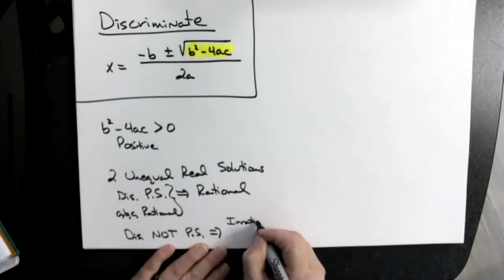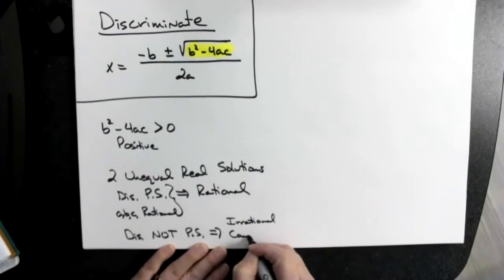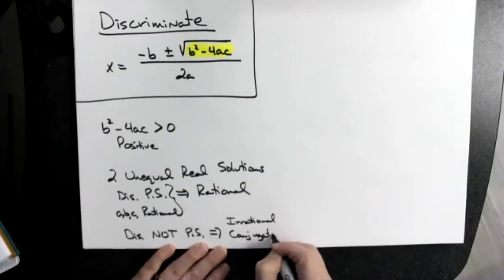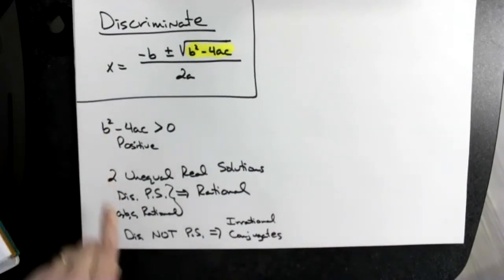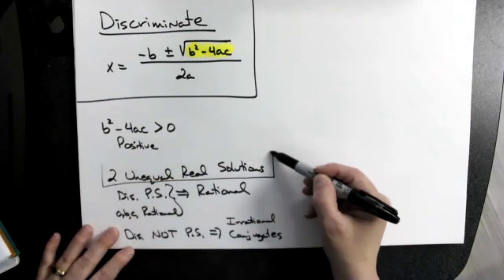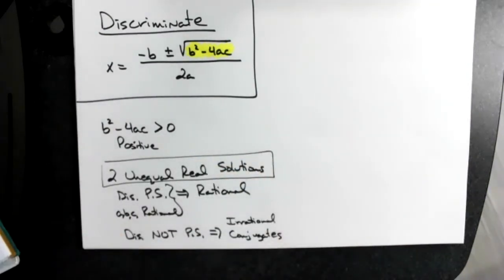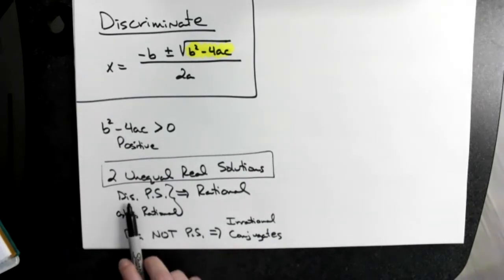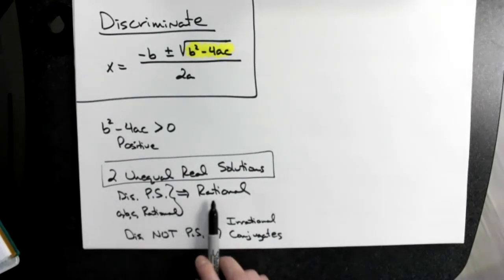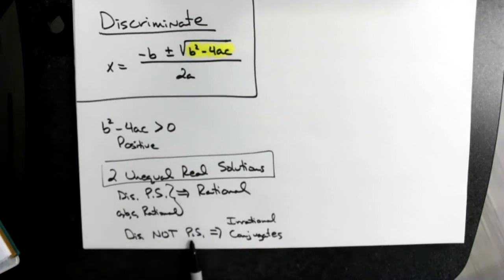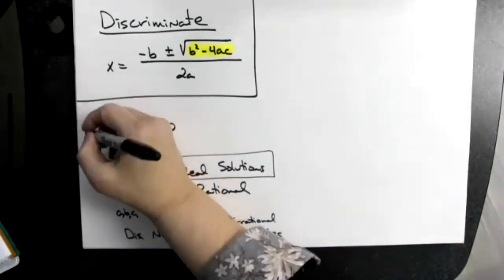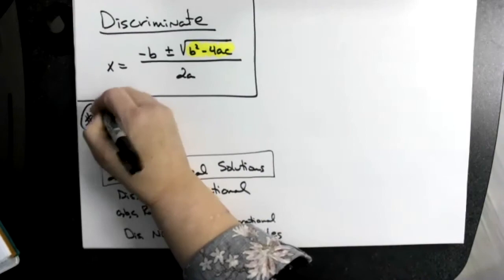Now that's way more than what you did in high school. In high school, we just said, okay, if this is positive, you're going to get 2 unequal real solutions. That was the main part that you were taught in high school. However, now if we start analyzing what that discriminant is, when it's a perfect square and A, B, and C are rational, then I know that those 2 real solutions are rational numbers. If the discriminant is not a perfect square, then I know they're going to be irrational, and I can go even farther and say they're going to be irrational conjugates. So there's case number 1, scenario number 1.